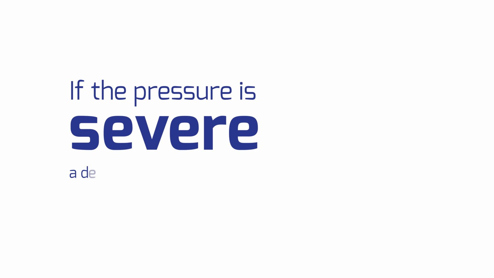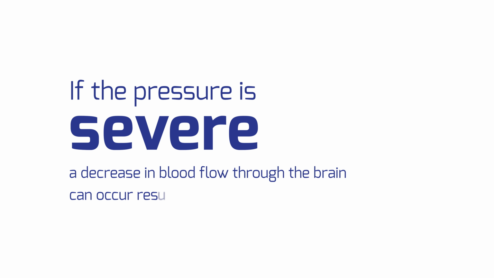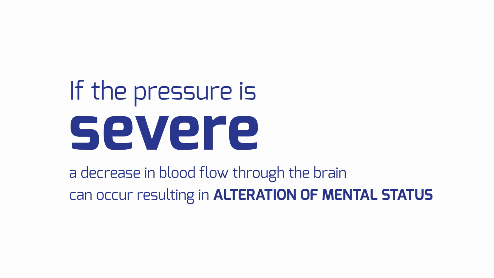Head trauma can cause encephalopathy due to an increase in pressure within the skull. This can be due to a bleed. If the pressure is severe, a decrease in the blood flow through the brain can occur, resulting in alteration of mental status. A patient can be anoxic, which is the condition of no oxygen to the brain. A patient can be hypoxic, which is decreased oxygen to the brain.